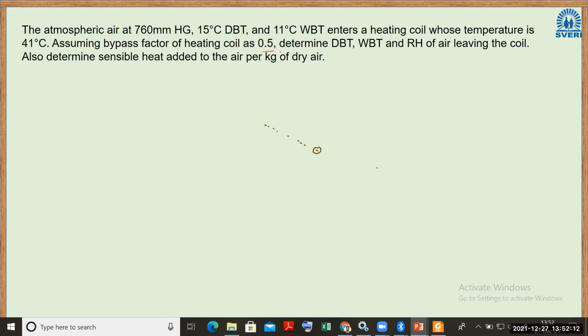Up to this point, in the three examples we have solved, we did not consider the bypass factor, right? We assumed that the temperature of the incoming air will be increased to the coil temperature. But in this case, we have to use the bypass factor. Determine DBT, WBT, and RH of air leaving the coil. Also determine the sensible heat added to the air per kg of dry air.